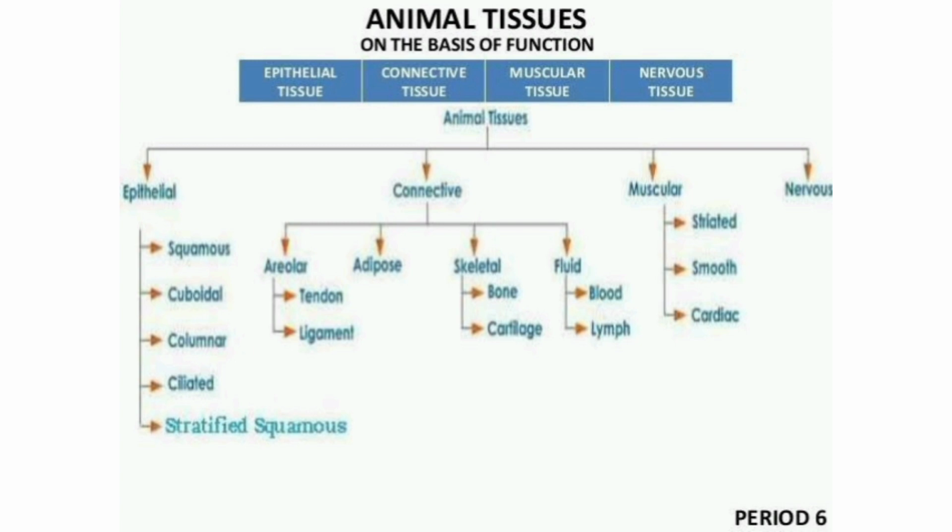Third one, muscle tissues. Muscle tissues are of three types: first one striated muscle, second one smooth muscle, third one cardiac muscle. Fourth type of tissue, nervous tissue.